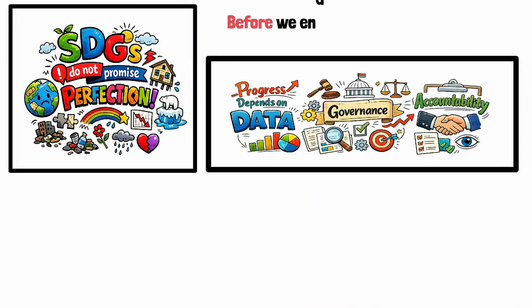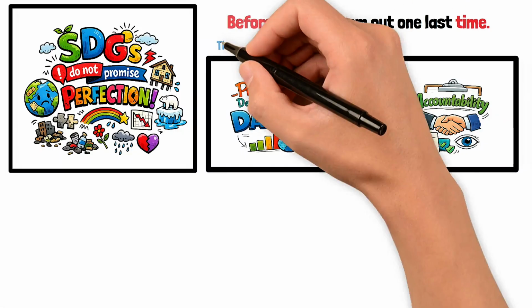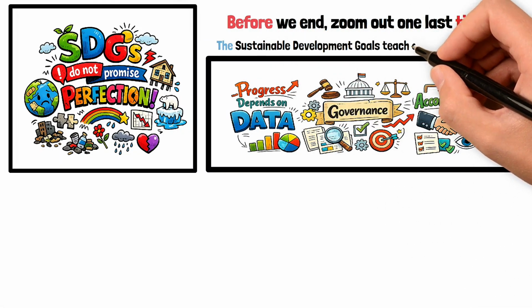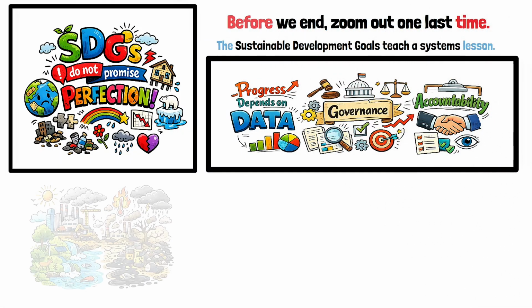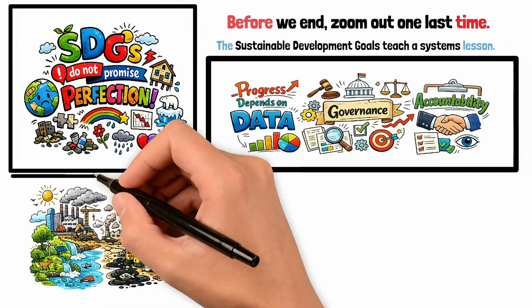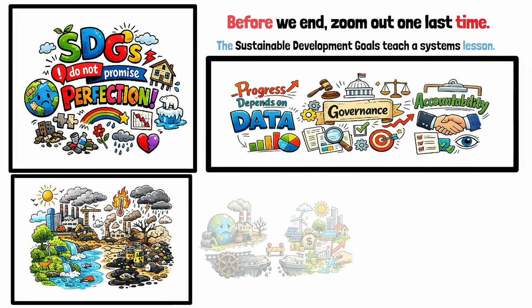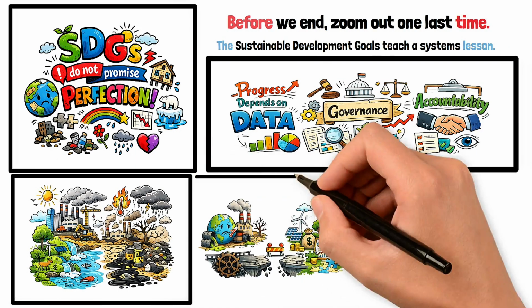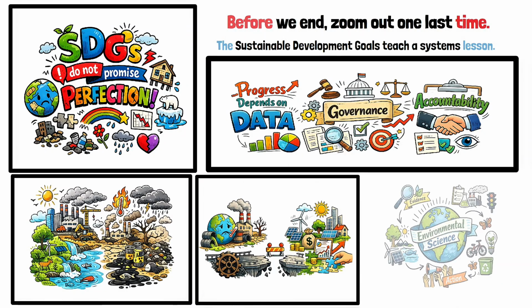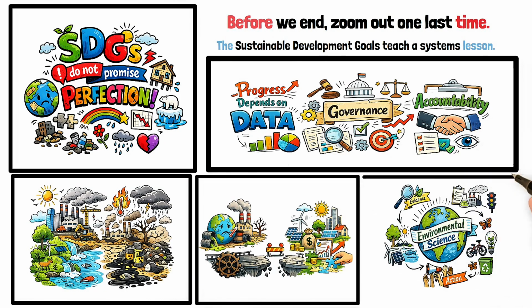Before we end, zoom out one last time. The Sustainable Development Goals teach a systems lesson. Development without environmental limits fails. Environmental protection without economic planning stalls. Environmental science sits at the center, connecting evidence to action.